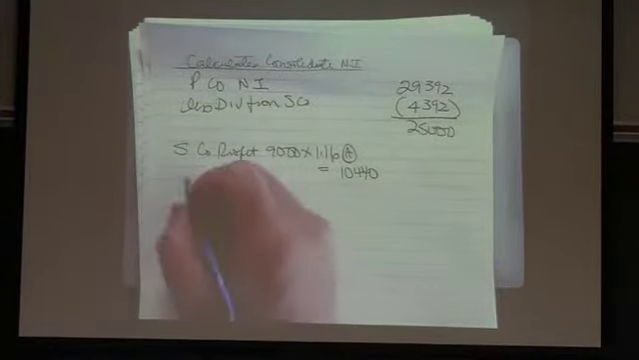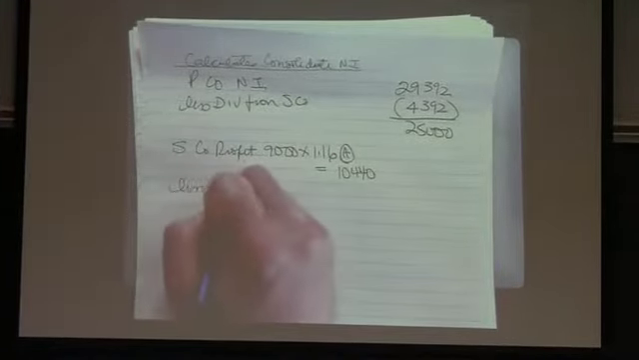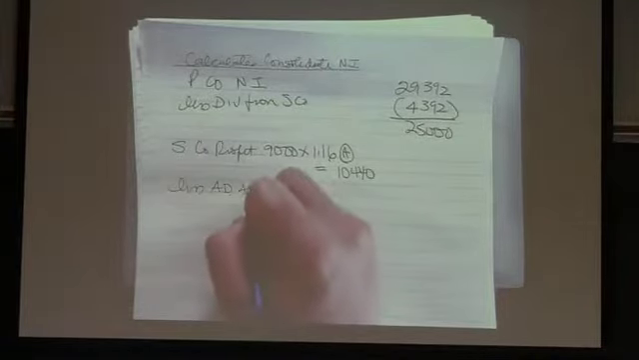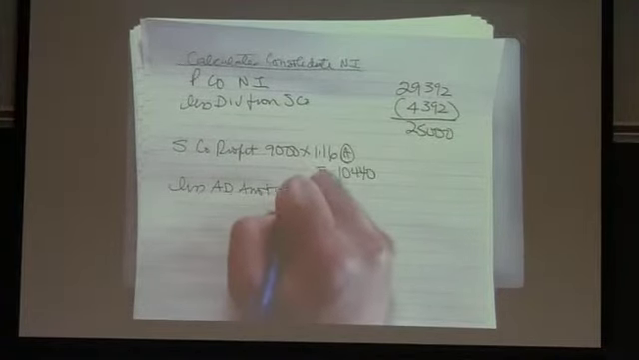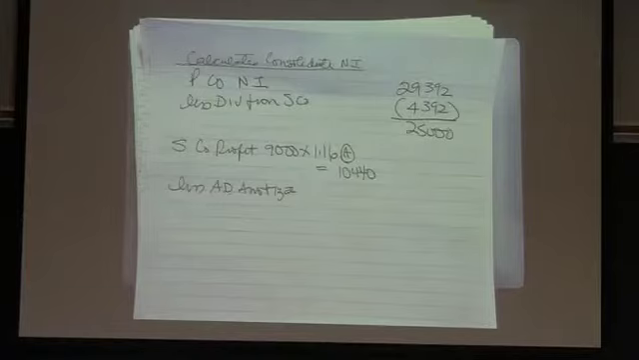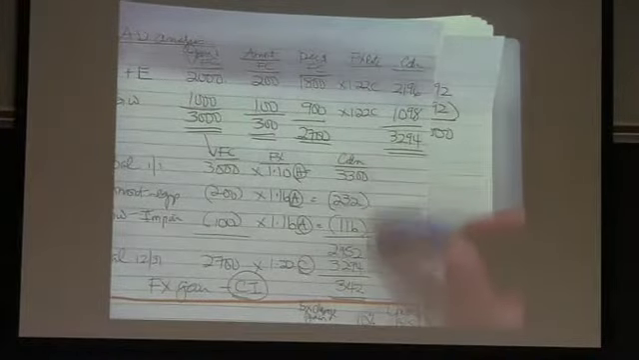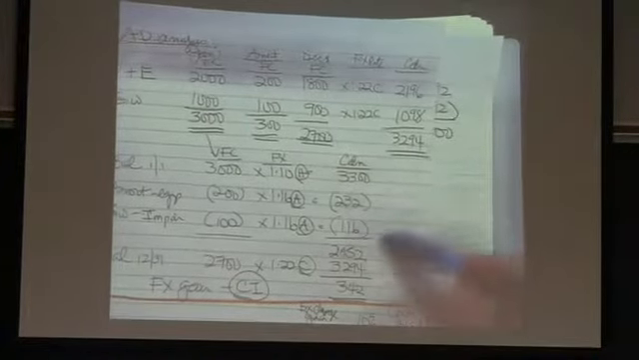okay? Now, we're going to subtract the AD, the acquisition differential amortization, and those we've already done, right? We've calculated those. And they were $232 and $116. That was the amortization of this AD. So we've already calculated those.